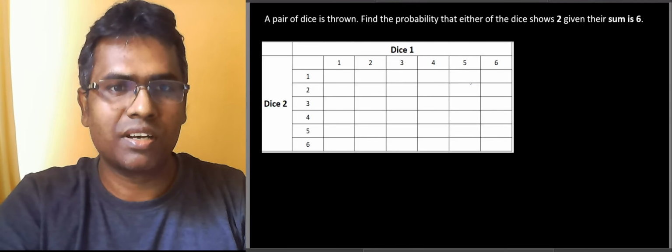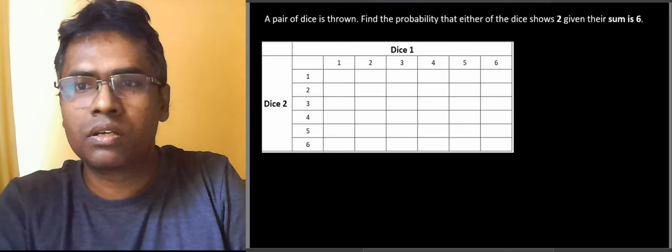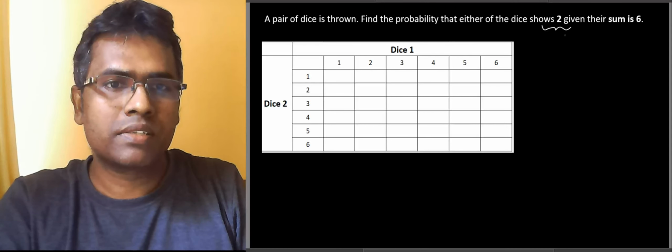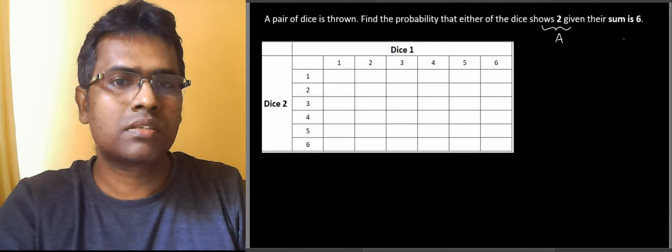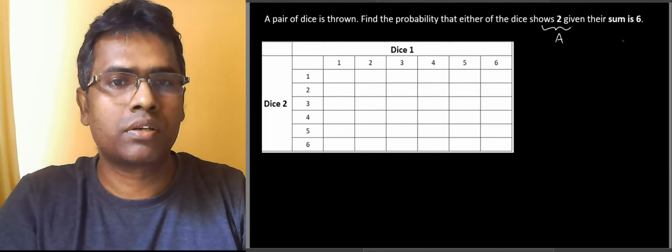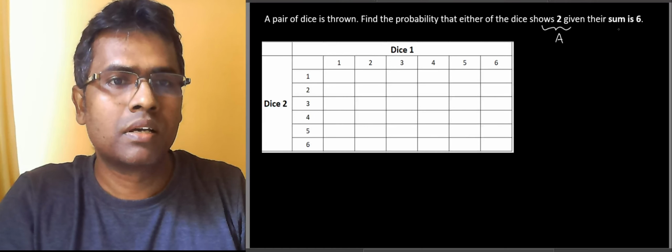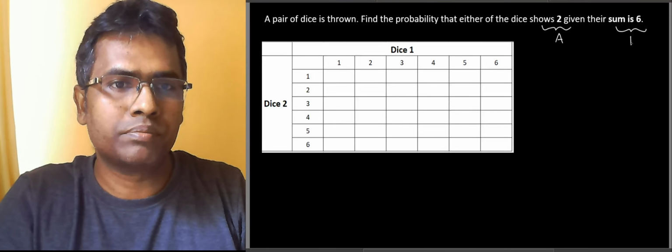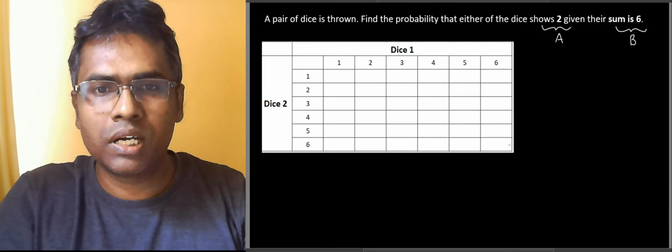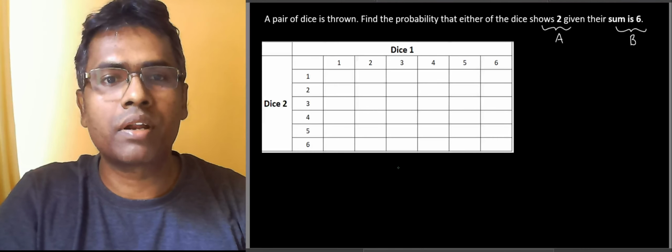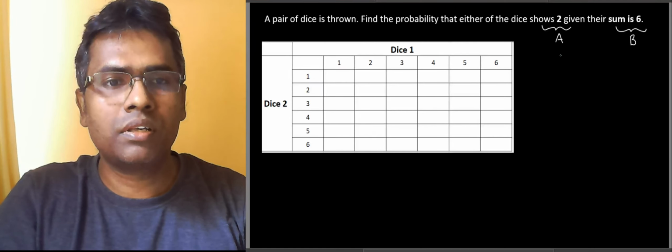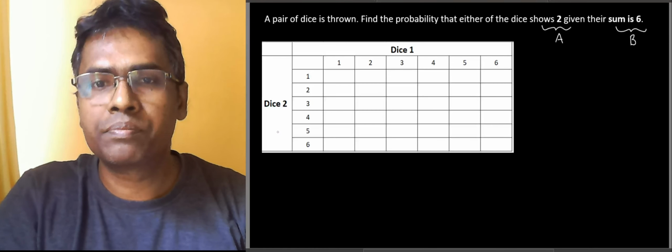So let me use a different color. So let's say this event is A, and the event when the sum of the numbers on the top faces of the dice is 6, let that event be B. Now here I have a simple table to understand what is going on, or maybe we can keep track of the number of elementary events in each of the events here, A and B.